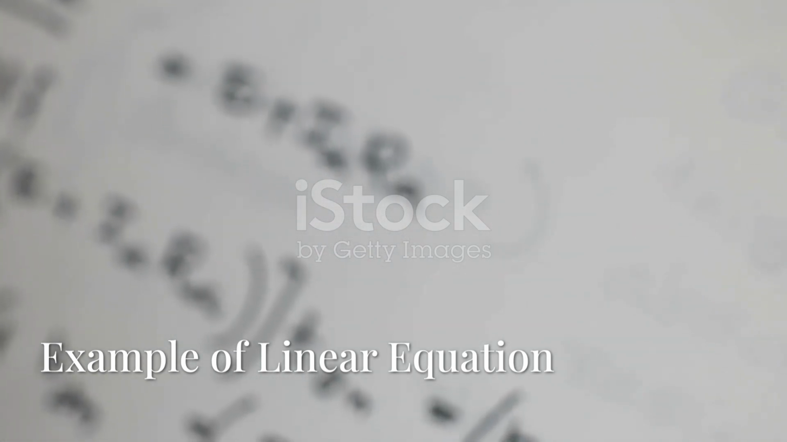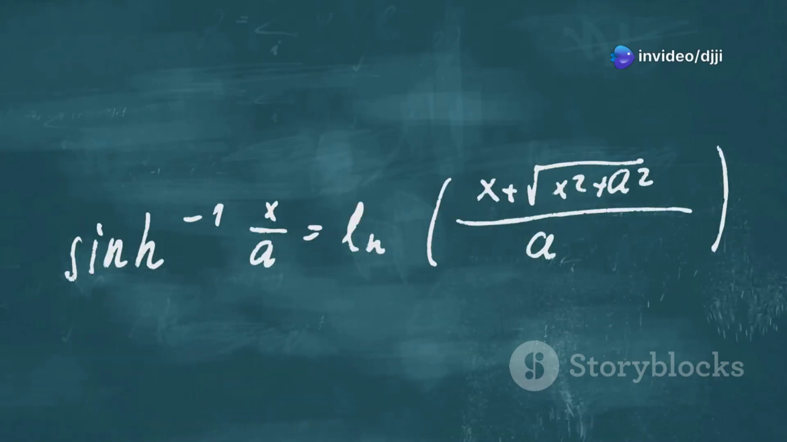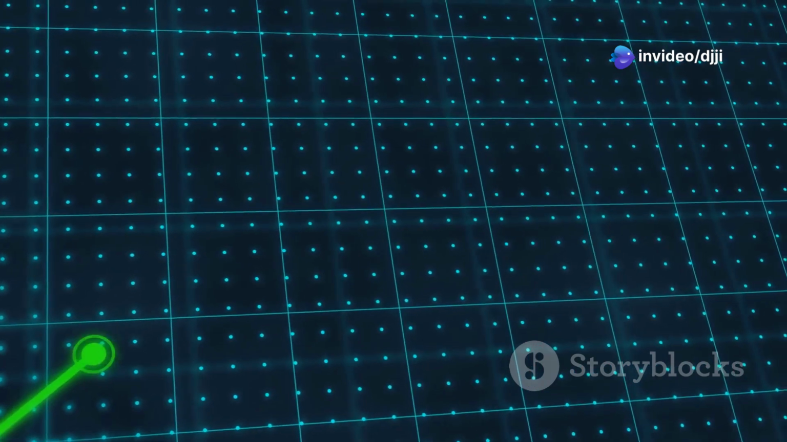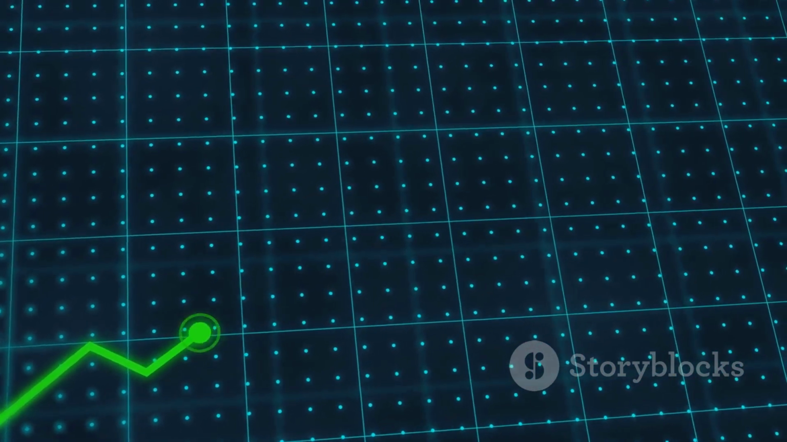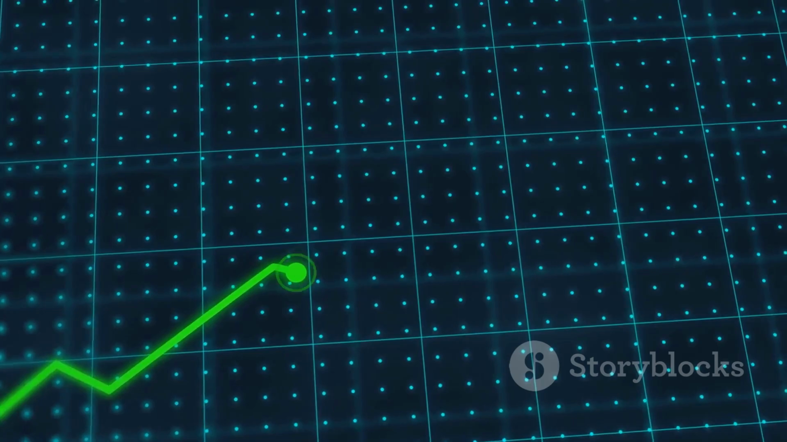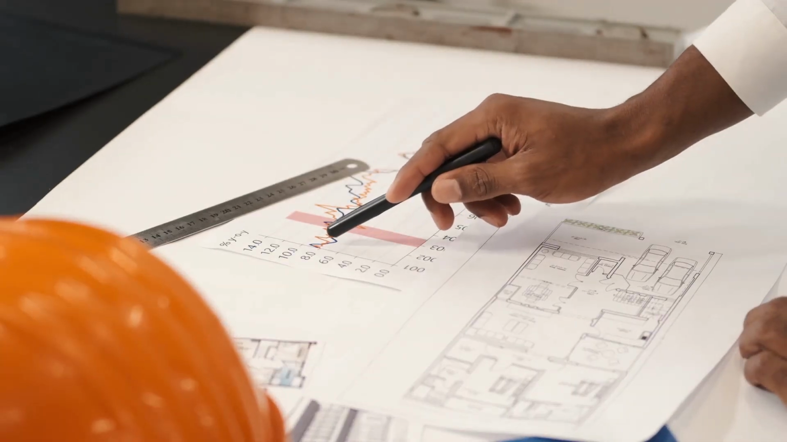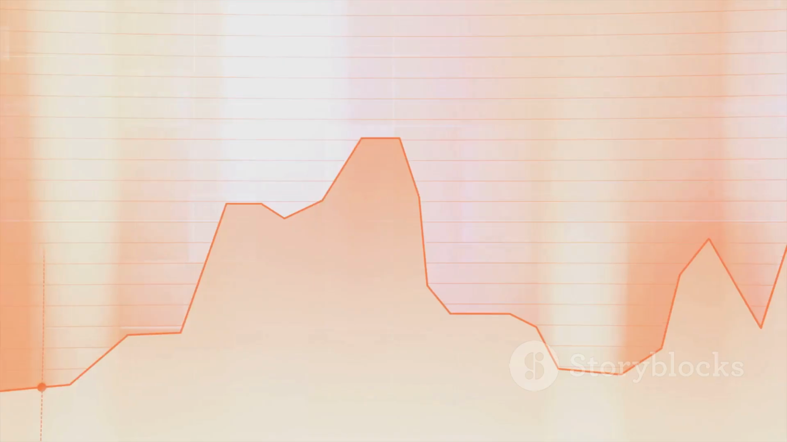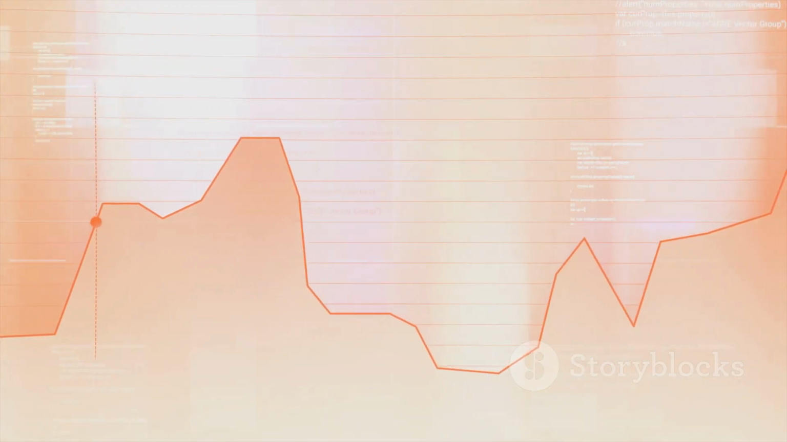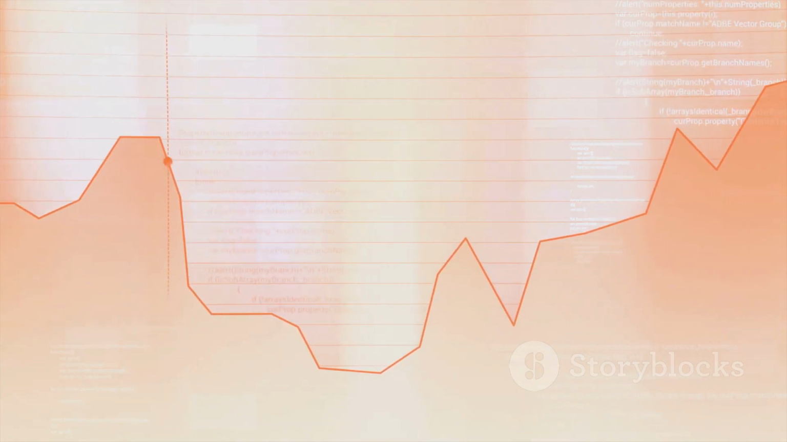Example. Consider the linear equation y equals 2x plus 1. This equation represents a straight line with a slope of 2 and a y-intercept of 1. The value of y, the dependent variable, changes by a constant amount, 2, for every change in x, the independent variable. If x is 0, then y is 1, the y-intercept. If x is 1, then y is 3, the slope of 2 times the change in x, plus the y-intercept. If x is 2, then y is 5, and so on.